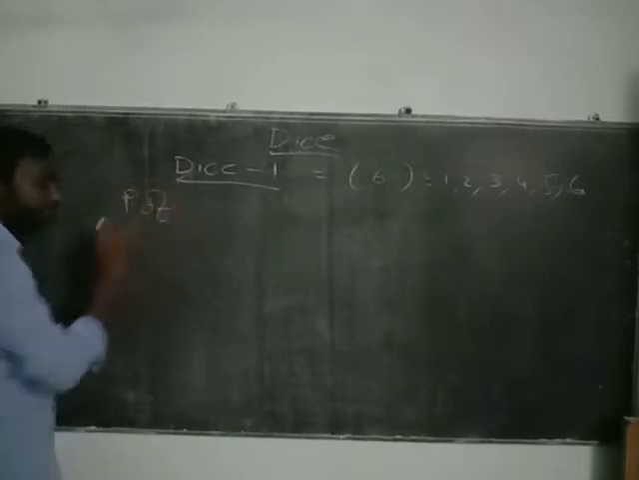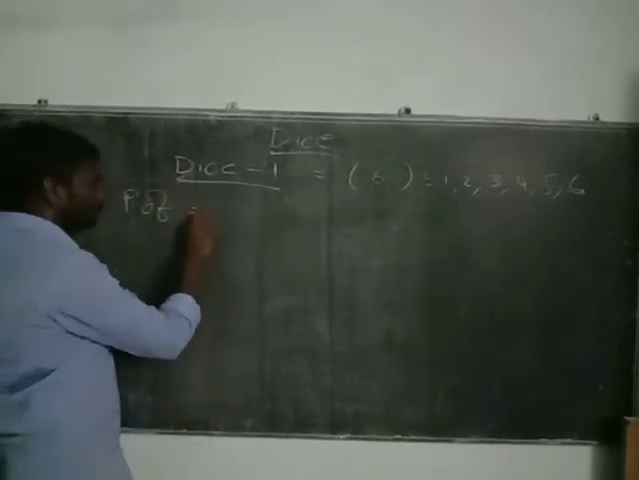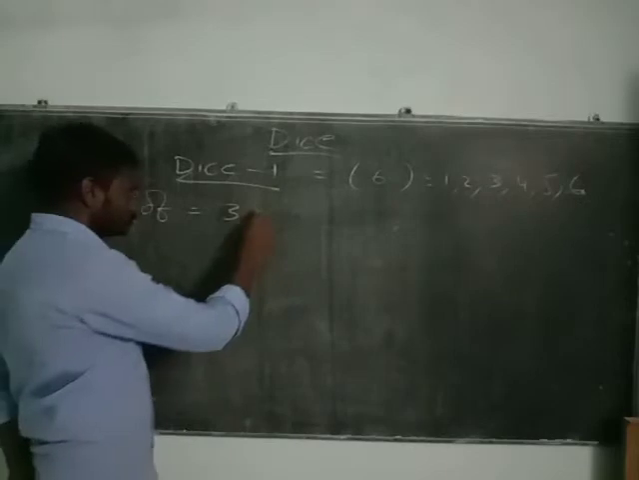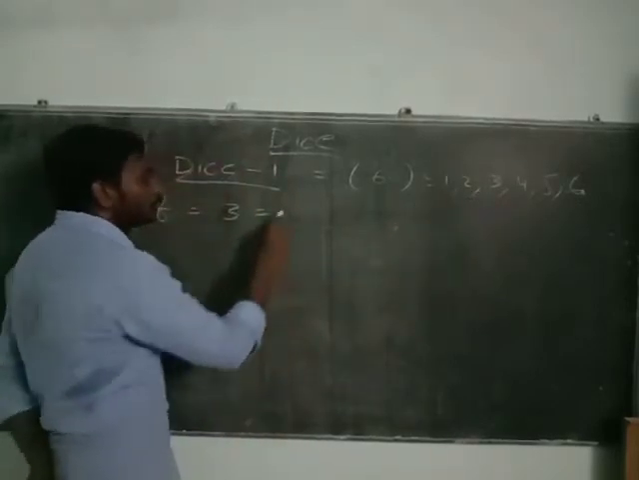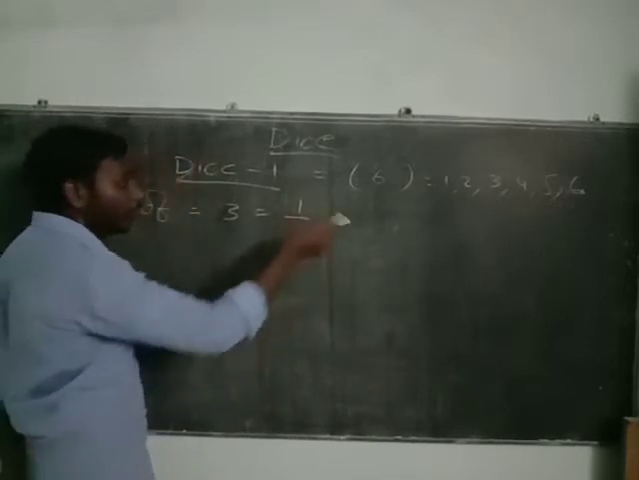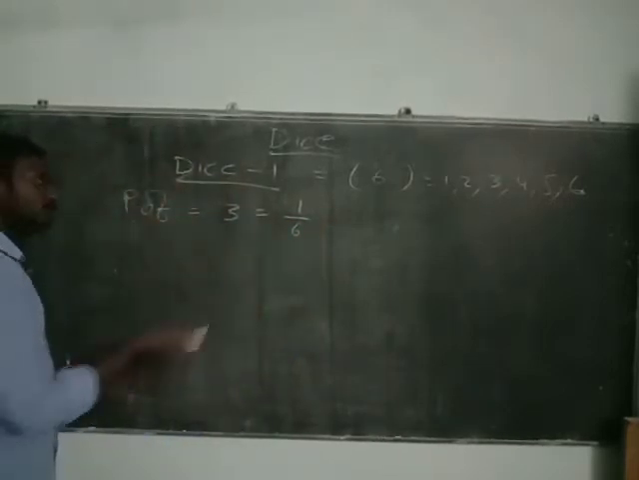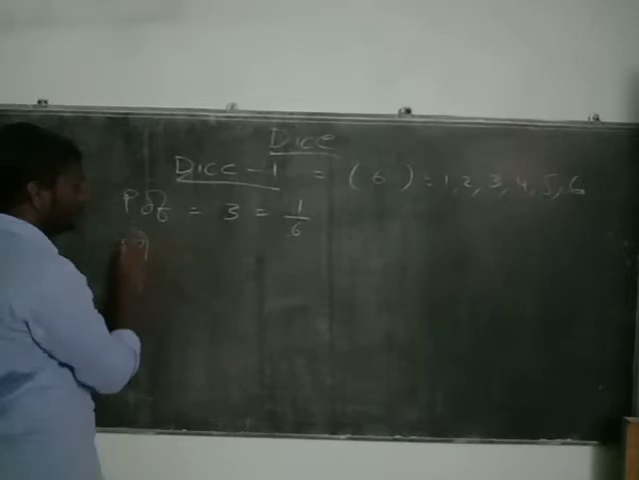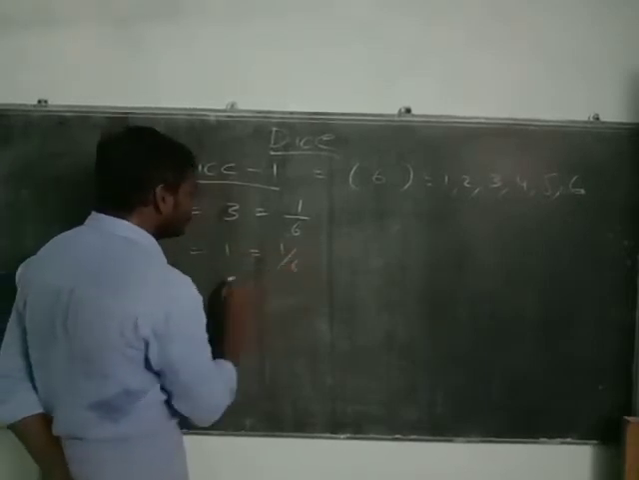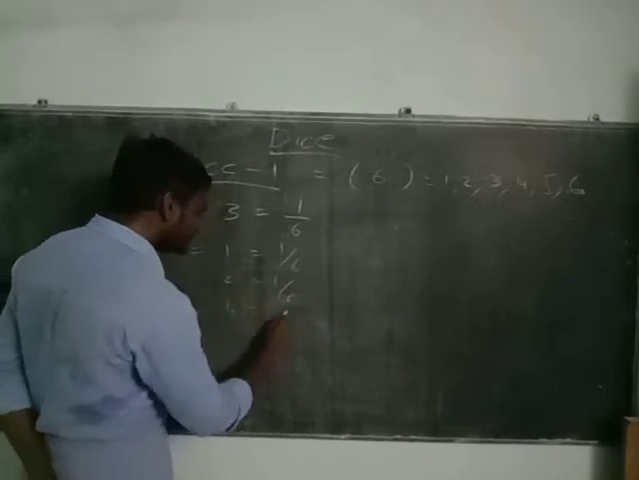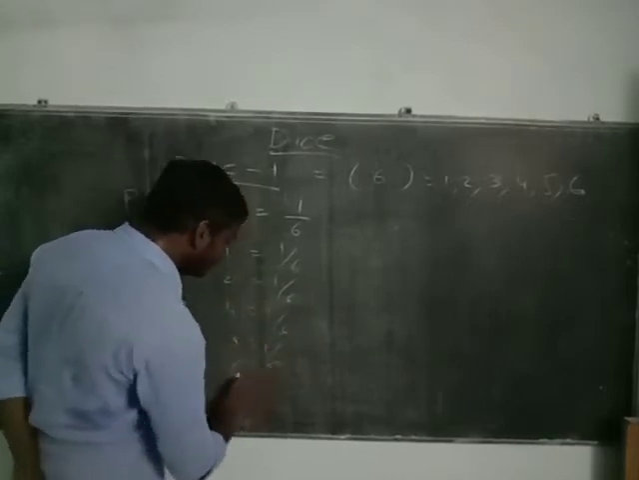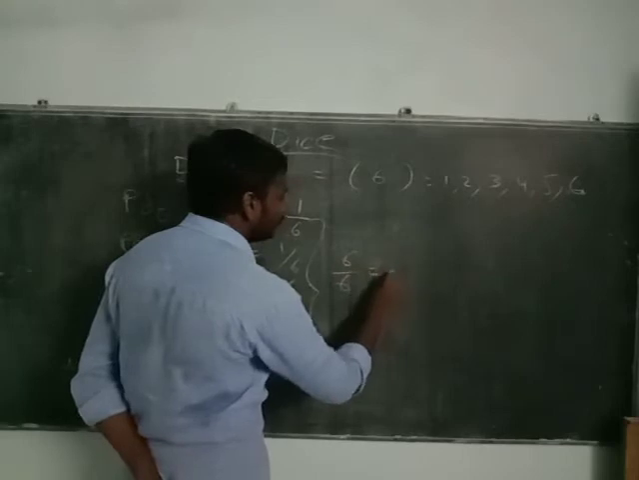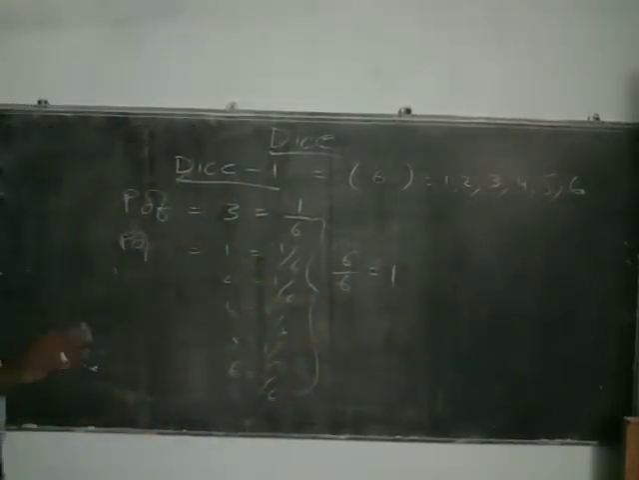Probability of getting 3 on a die. How many times? So probability of getting 3 is only 1 out of how many? 6. So probability of getting 3 is 1 by 6. Similarly, for 1, 2, 3, 4, 5, 6, the probability of getting 1 is always 1 by 6, 2 is also 1 by 6, 4 is also 1 by 6, 5 is also 1 by 6. By adding these all, 1 by 6 plus 1 by 6 and so on, that is 6 by 6, which is equal to 1. So the total probability must be the same in all cases.